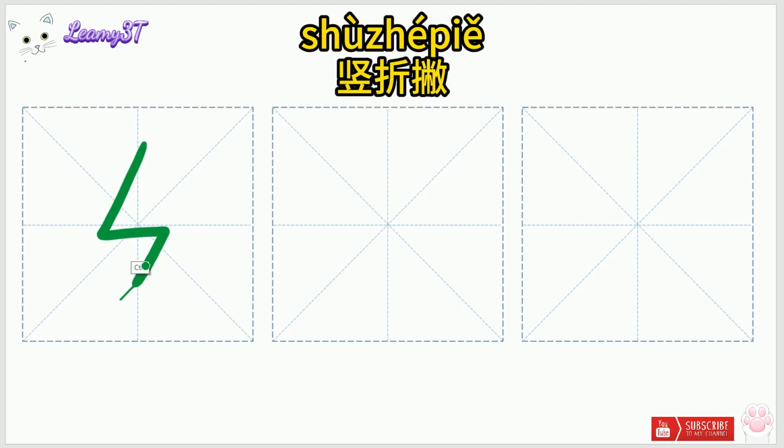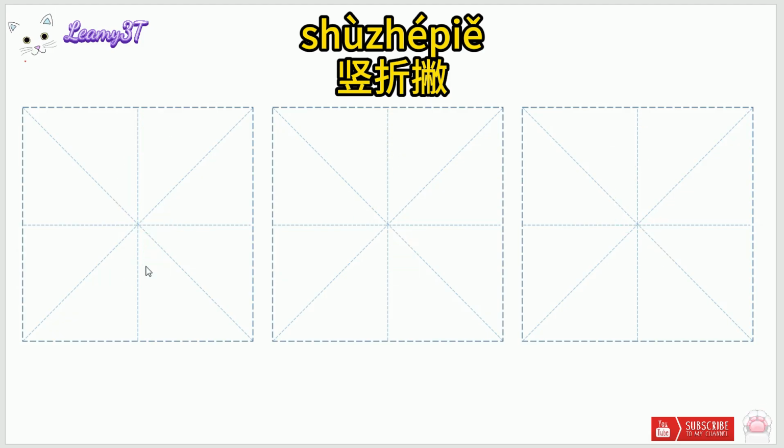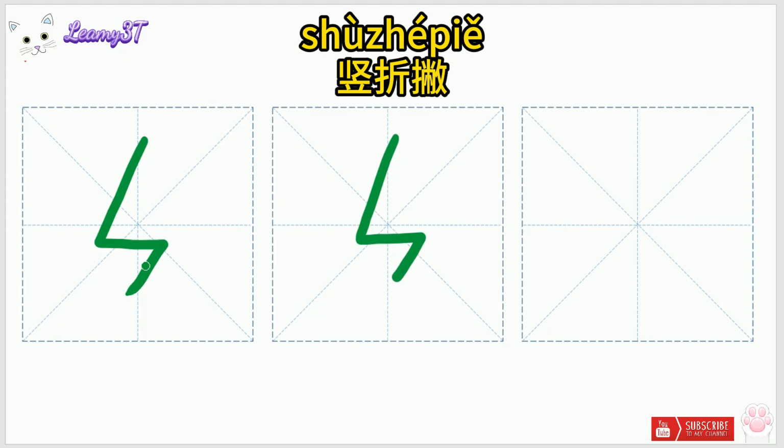shùzhépiě, shùzhépiě, shùzhépiě. Next, please find all the shùzhépiě in 10 seconds.